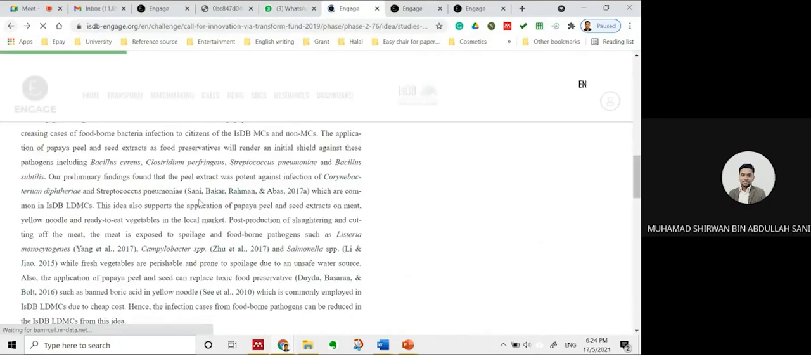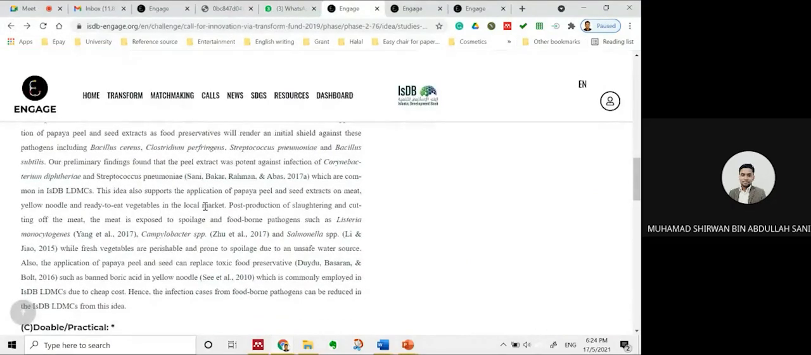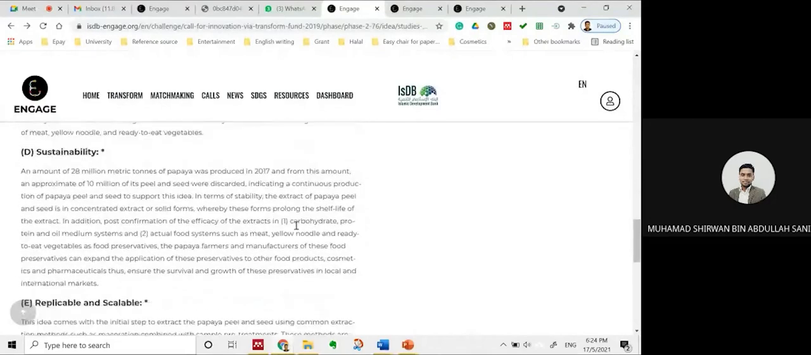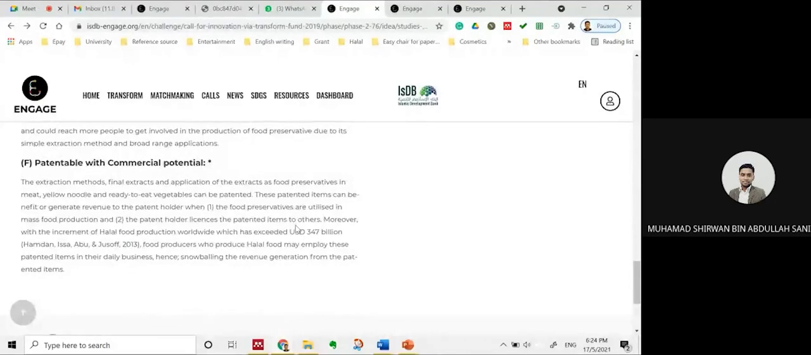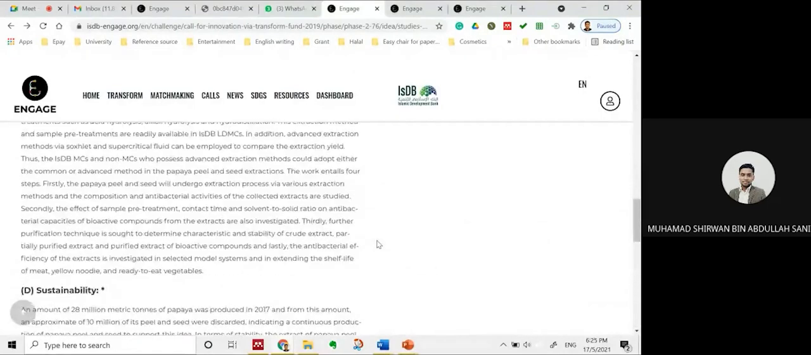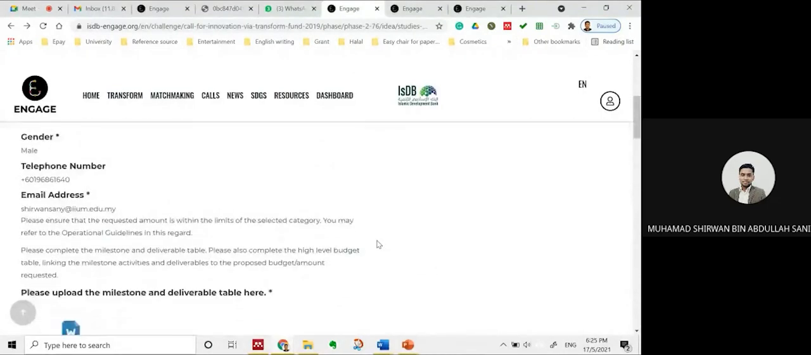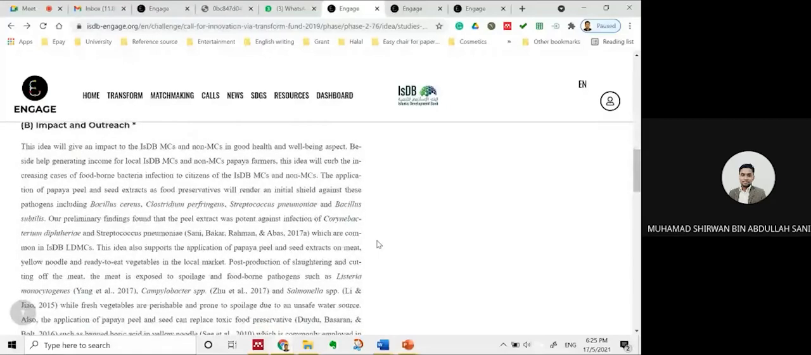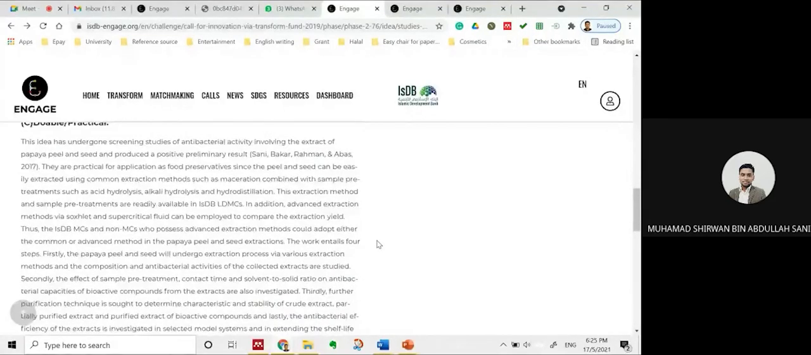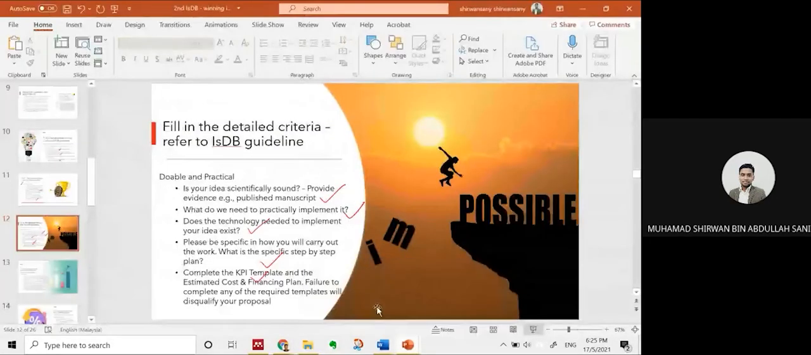Perhaps they don't want to see people just throw in ideas without any supporting information or evidence. So: doable and practical, sustainability, replicable and scalable, patentable and commercial potential. If you see in general, there is not much that you need to fill in, but within these 250 words, you have to make it detailed but informative, and the information must hit the point, related to your idea.